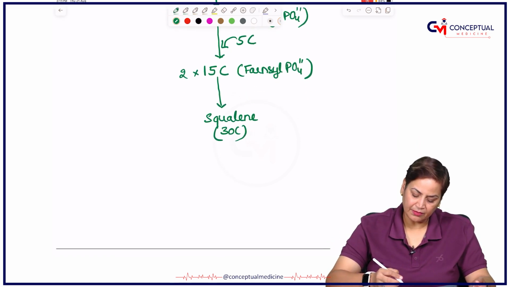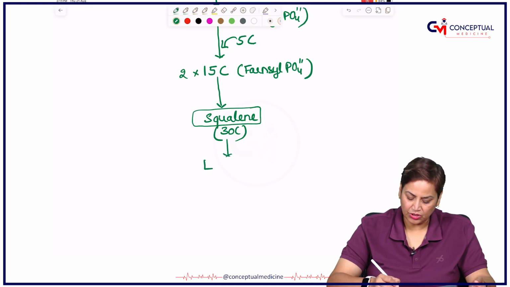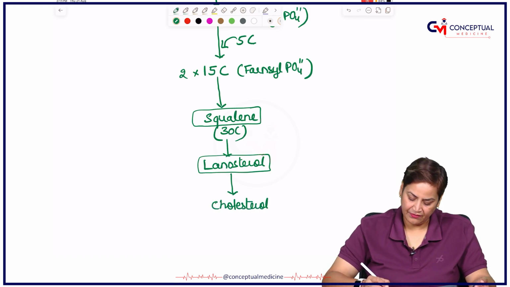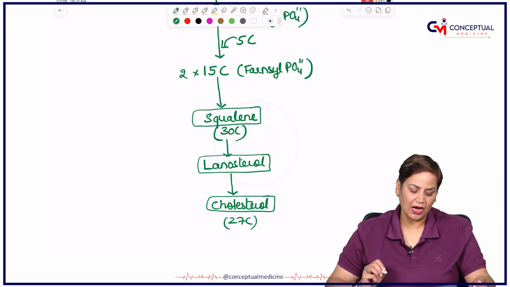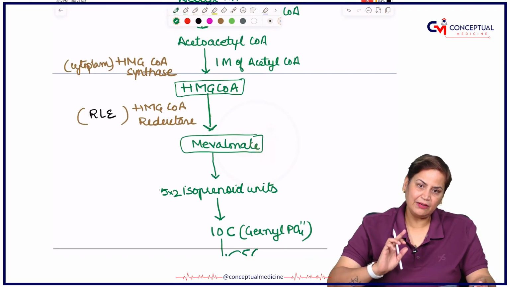And this 30 carbon squalene is again the third step. This squalene forms lanosterol, which is going to form the steroid nucleus. So this is the fourth step, and then comes cholesterol, which has 27 carbon atoms. So this is how the synthesis of cholesterol takes place. That is what I have written also. It takes place in 5 steps.